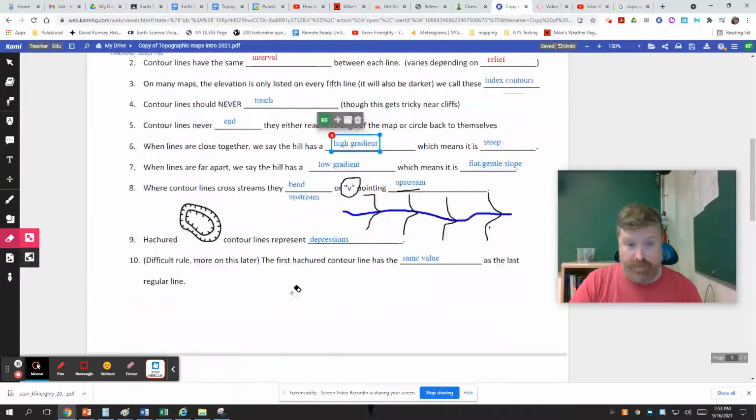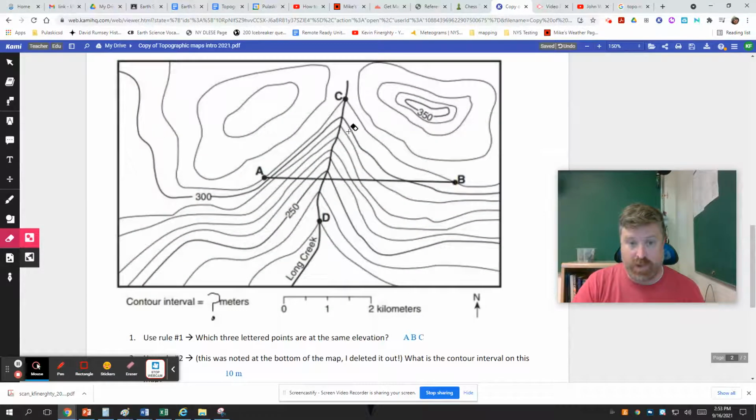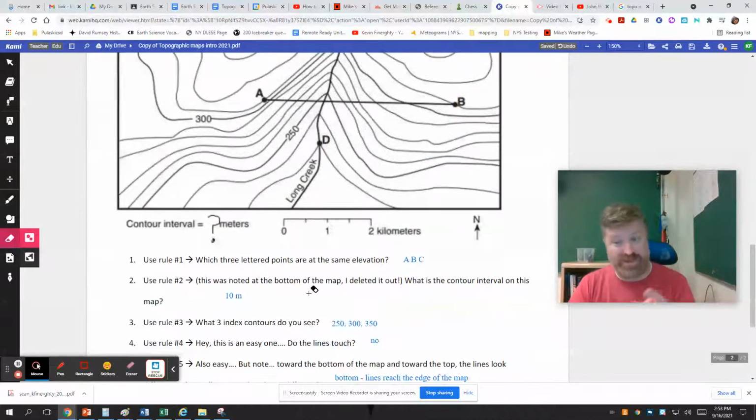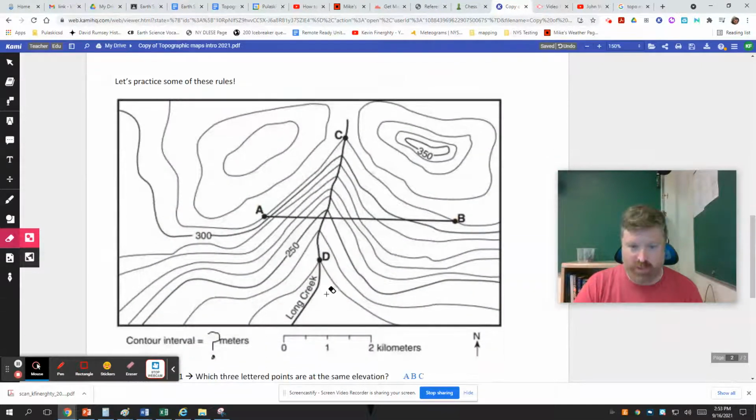All right, rule number 8. Like I said, I promised that this would come up. These little V's point upstream. So how can we tell which way the stream is flowing? Now, there's two ways to correctly answer this. One is the obvious one, where if you're looking at these numbers, you say, well, water flows downhill. I know that because I've lived on this earth for a long time, right?